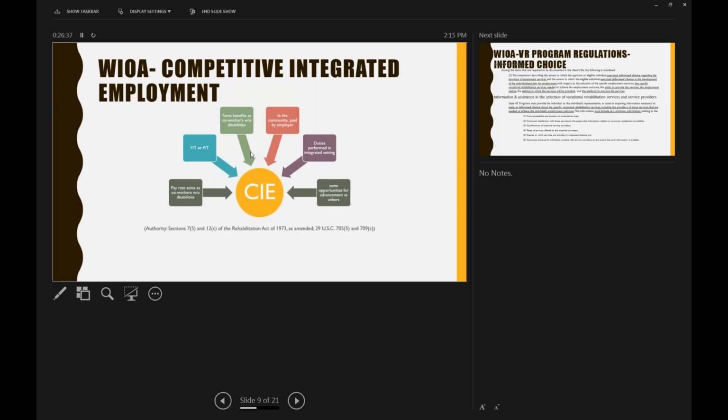Individuals with disabilities need to have access to the same benefits as co-workers without disabilities. It needs to be in the community, and they're paid by the employer. They're not paid by a facility or a third-party program. The duties performed are in an integrated setting, and that's where they have an opportunity to engage with coworkers without disabilities while they're performing work. They can work together as a team.